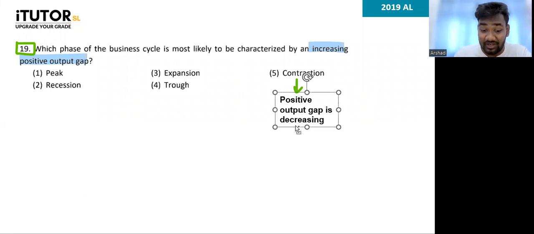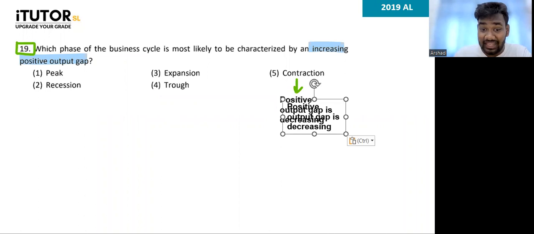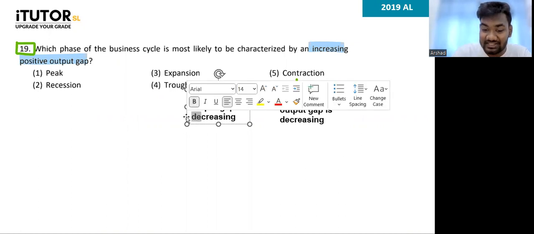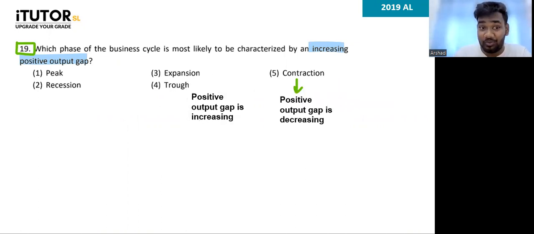What happens during an expansion? During an expansion is where the positive output gap is increasing. This has to be your correct one. Now, some of you will ask, sir, in a peak also you have a positive output gap, so why can't that be the answer? Now, peak is the topmost point, right? You always say at a peak also there is a positive output gap.